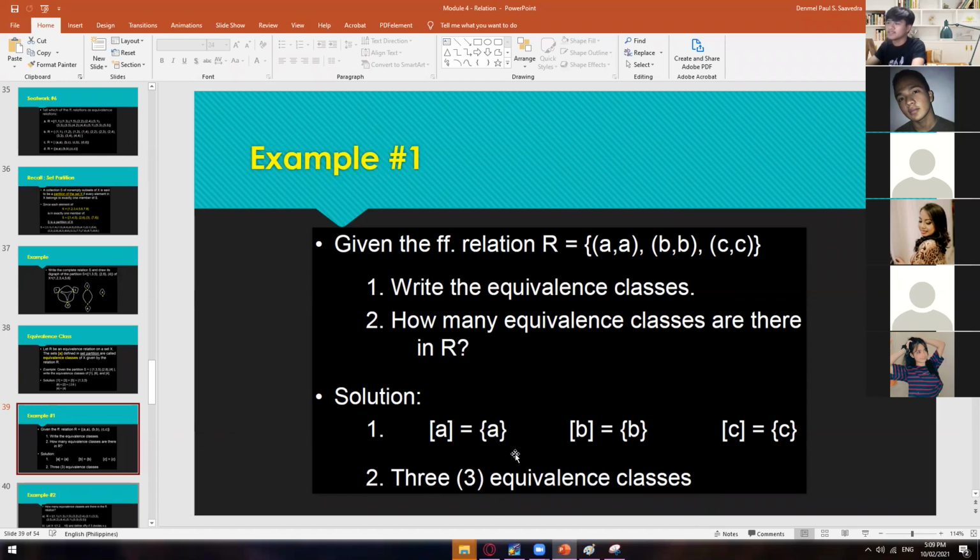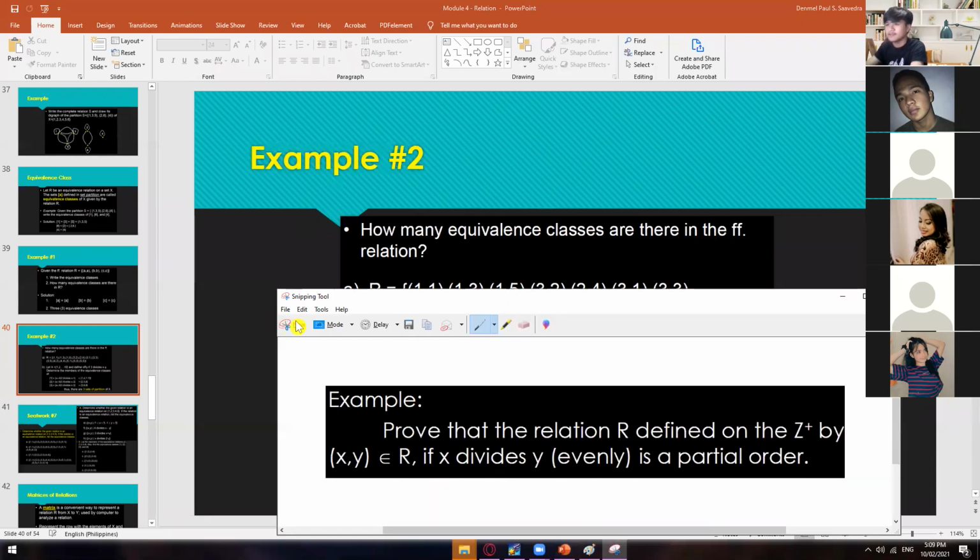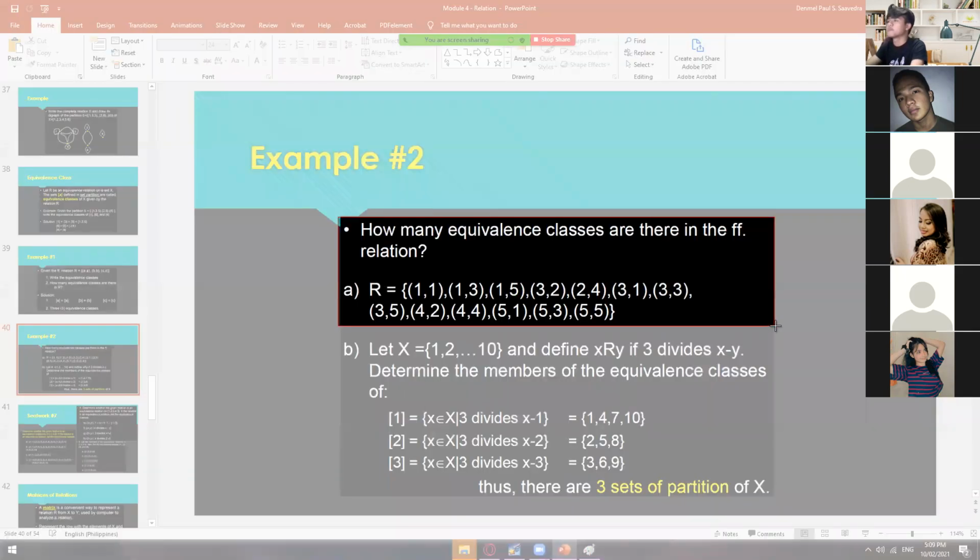Right? So let's move on to the next example, which is the most complete example when it comes to equivalence classes. The question here is, how many equivalence classes are there in the following relation? So we have this relation: 1 1, 1 3, 1 5, up to 5 5.